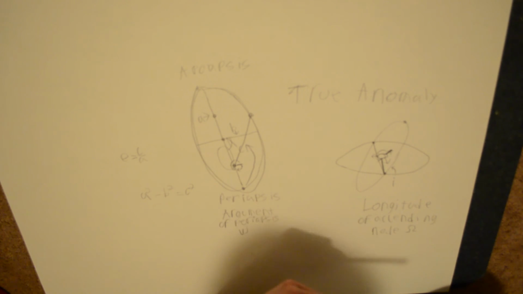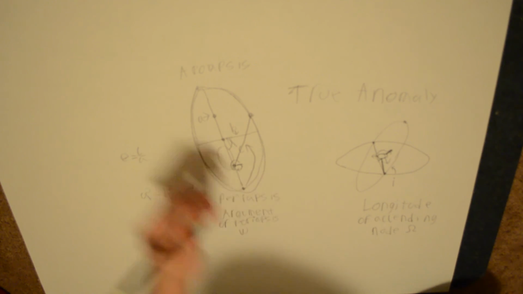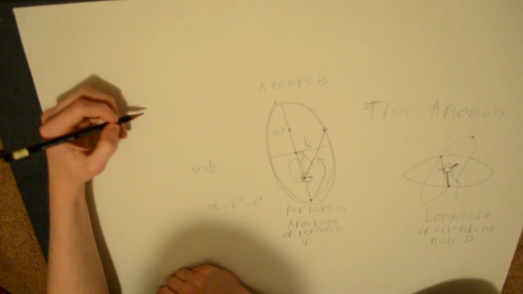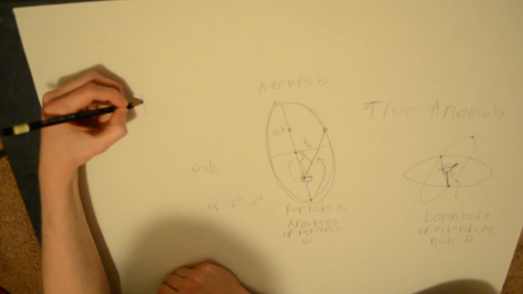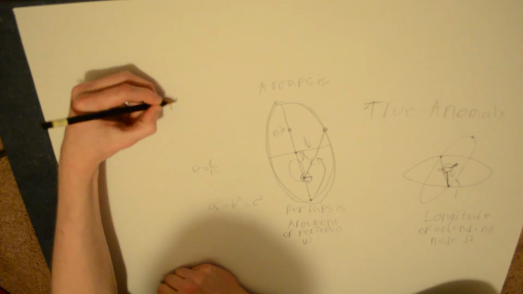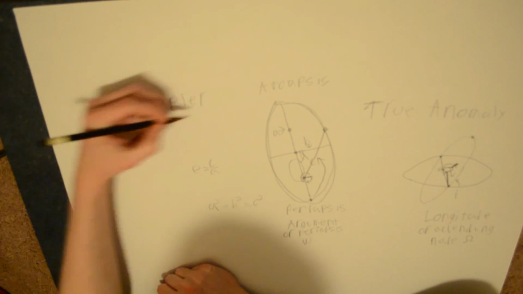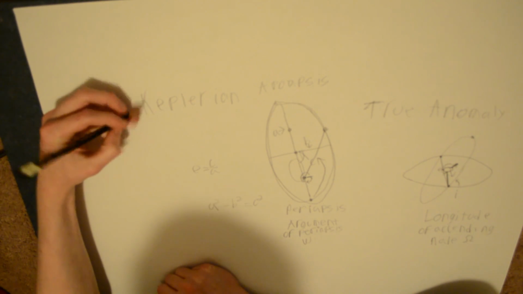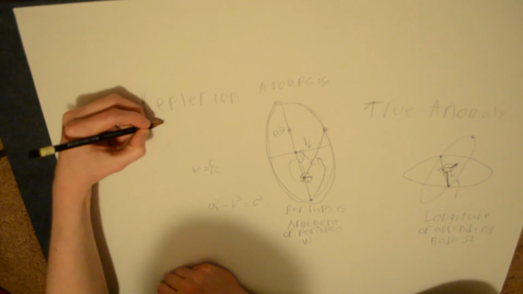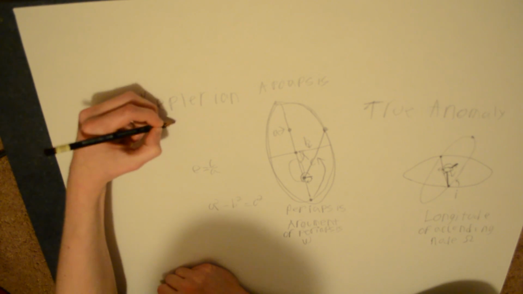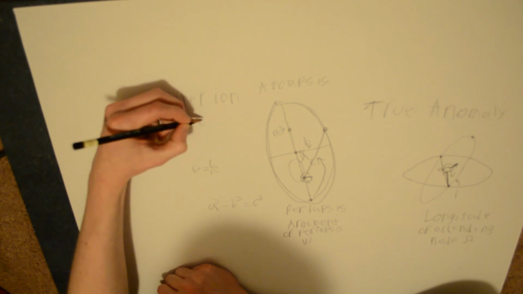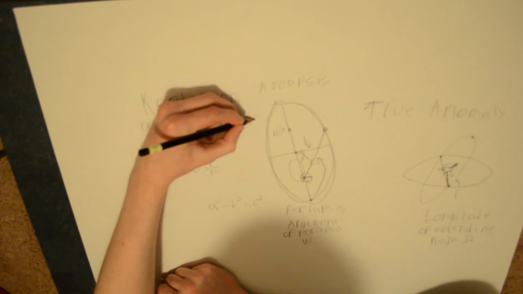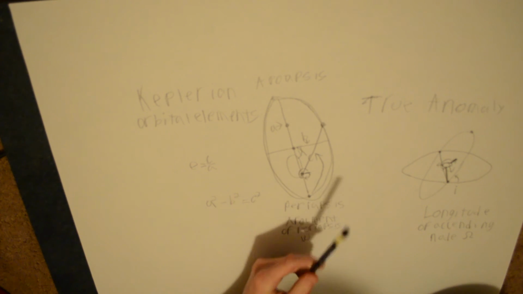But all of these together make the Keplerian orbital elements, named after Johannes Kepler, K-E-P-L-E-R. And this is my video for the Khan Academy Breakthrough Challenge.